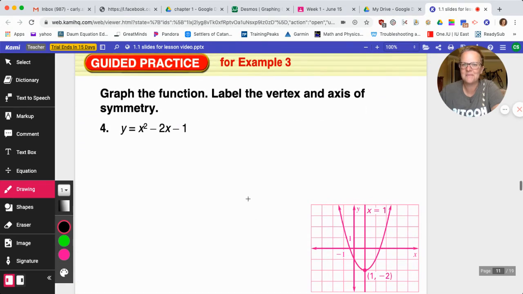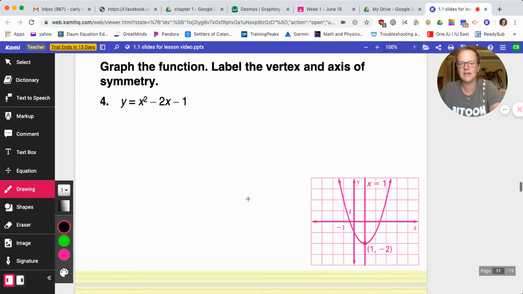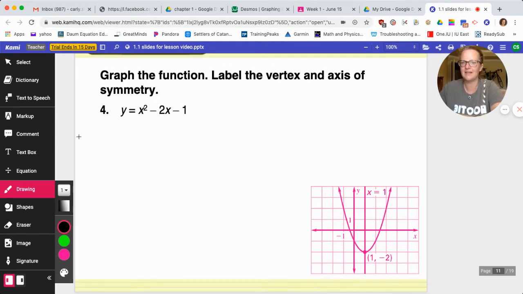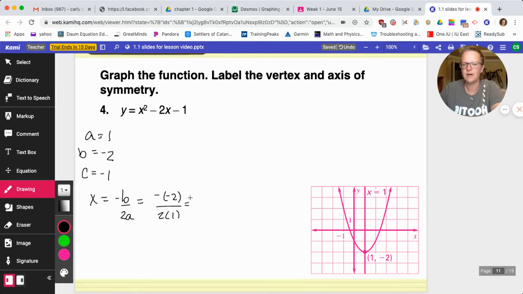Let's try another one. So let's graph this function. Oh, this is guided practice, so here we're just practicing the same thing again. So let's find a equals 1, b equals -2, and c equals -1. We know this is a happy parabola. So let's find our vertex. Our x value of our vertex is -b over 2a. -(-2) over 2 times 1. That's 2 over 2, just plain old 1.